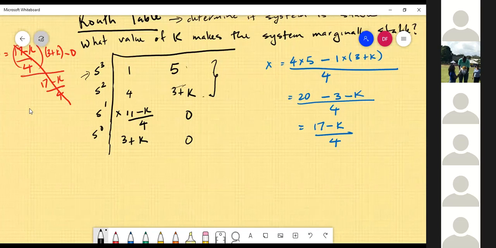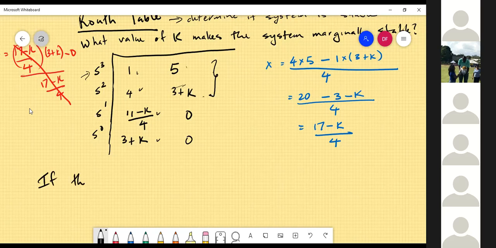The Routh table tells you that if you want the system to be stable, then all of these have to have the same sign. So all of these would have to be positive if the system is stable. If there's one negative in here, then it is unstable.